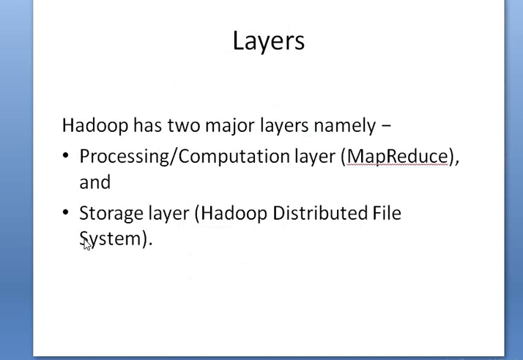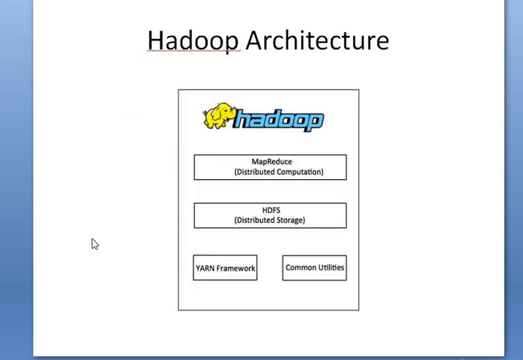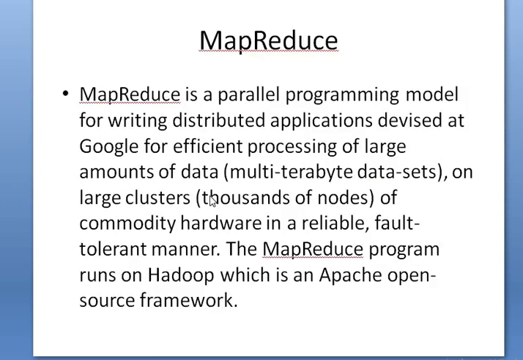We are having 2 major layers, namely MapReduce, that is for processing or computation layer. Next is storage layer, Hadoop distributed file system, HDFS. See here, HDFS and MapReduce.